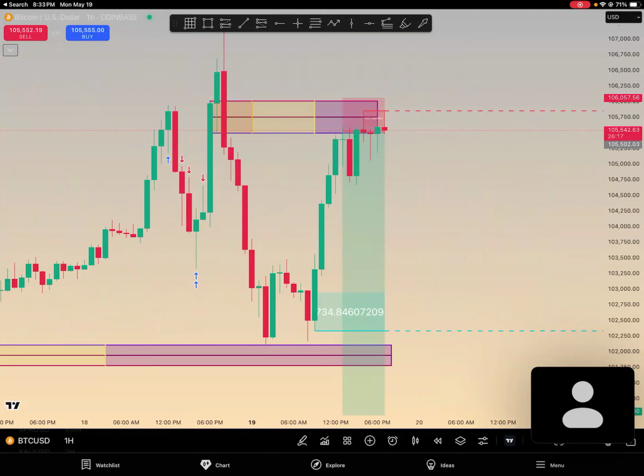Where exactly are you pointing at? I'm talking about this equal low here. If you even looked at my chart, that was my second entry. That was my second entry. So that's not an inducement, that's my second entry.